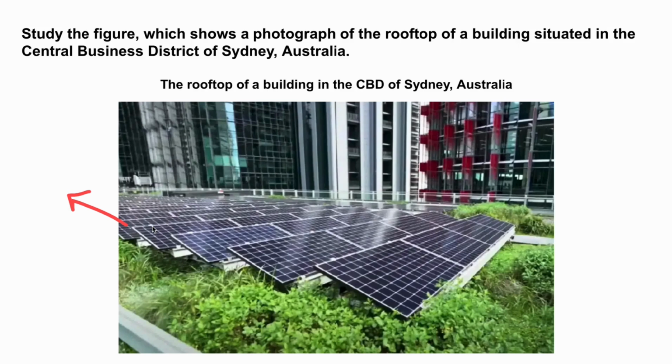So let's think about it. If you're given a photograph like this and they ask you, explain the environmental features of buildings in the CBD of Sydney. You need to first identify what the environmental features are. So here we have one. This is about solar panels. We also see this is two. We also see vegetation on top of the building. So these are green roofs. So these are the two basic features that you see.